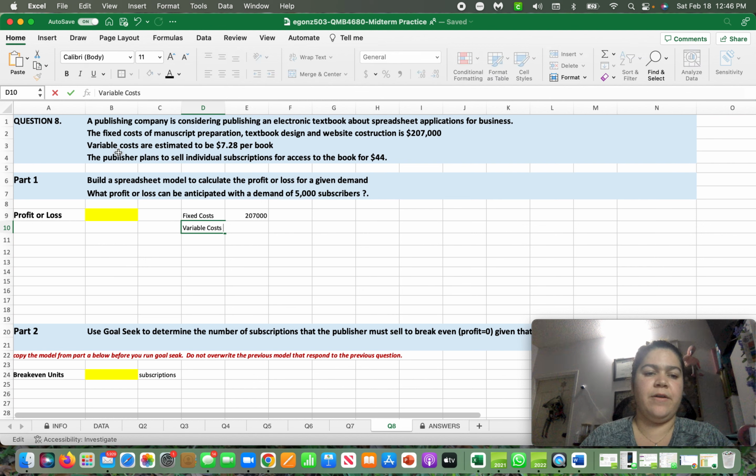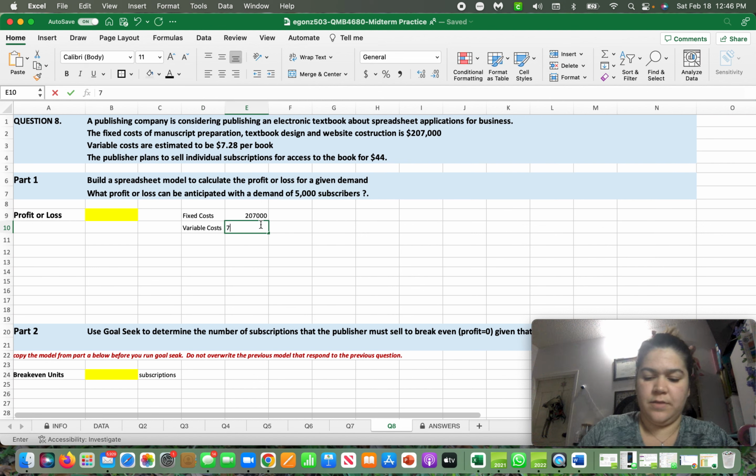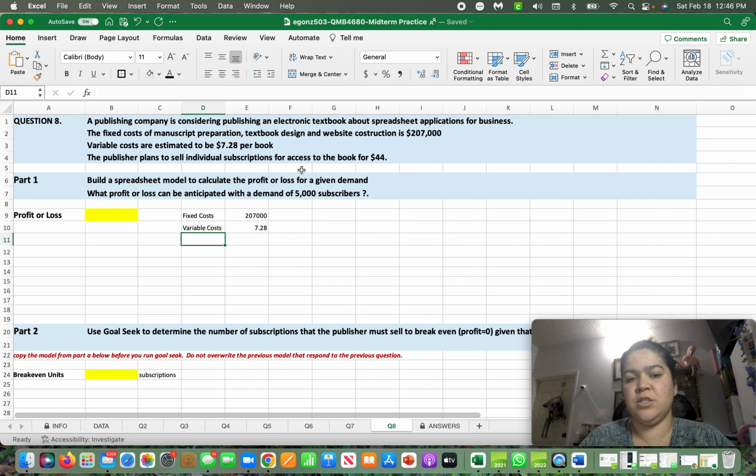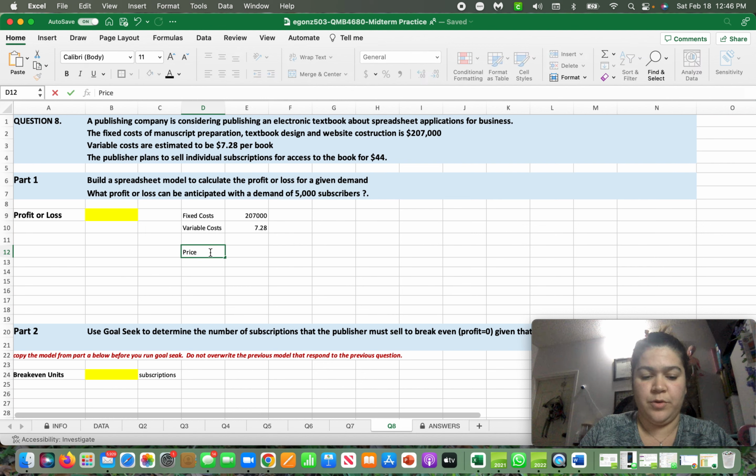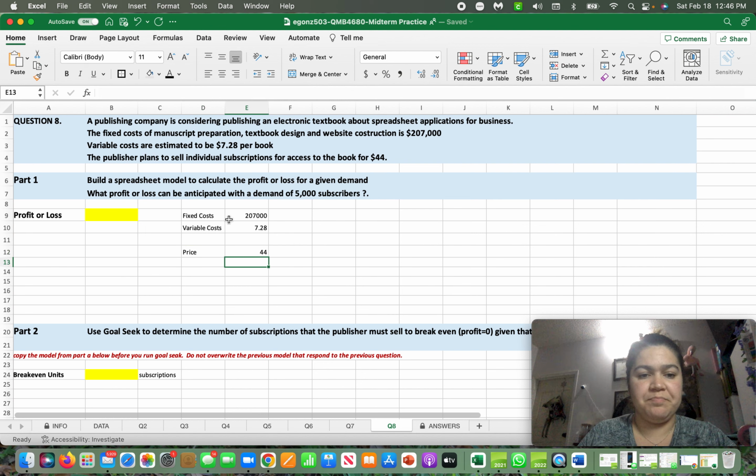So it says here, variable costs are estimated to be $7.28 per book. So variable cost, $7.28. Okay. It says here, the publisher plans to sell individual subscriptions for access to the book for $44. So the price that they're going to put is $44, right? Now all of these are dollars.